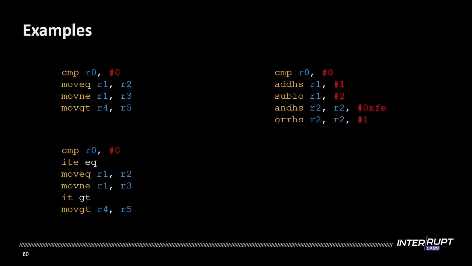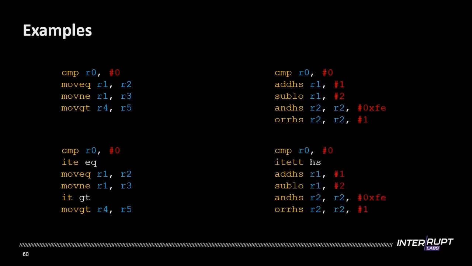What about this? Can you work out what IT instructions you need? So here we have HS, LO, HS, HS. HS and LO are opposites, so you can make this work with a single if-then-else-then-then instruction, an ITETT.